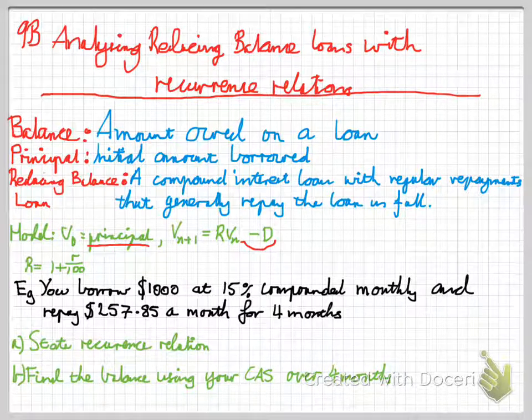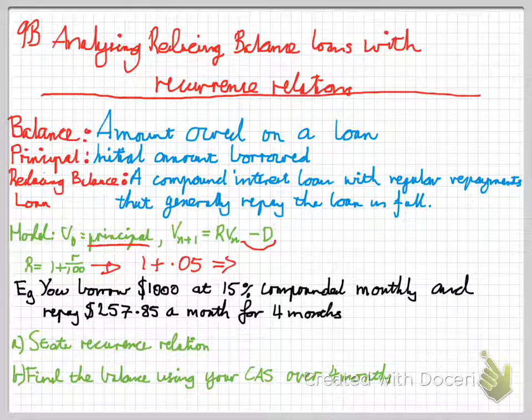We should be familiar that the rate is whatever the percentage rate given to us by the bank, divided by 100 and add 1 to that. So if we're paying 5% interest on a loan, then our rate will be 1 plus 0.05, which gives us an R value of 1.05.